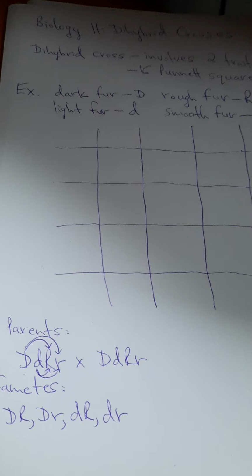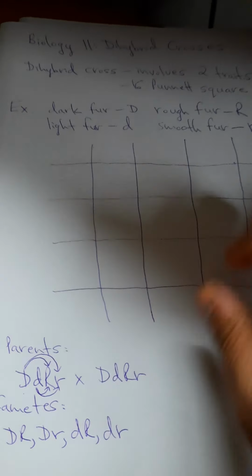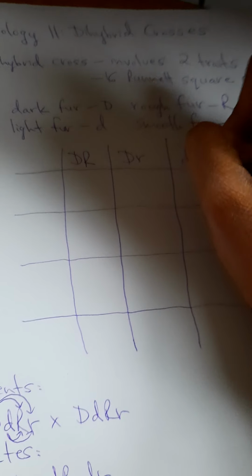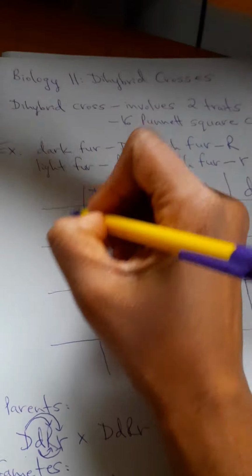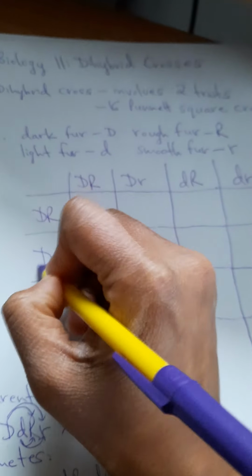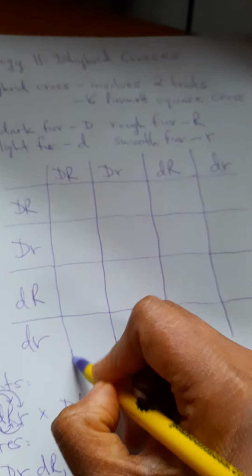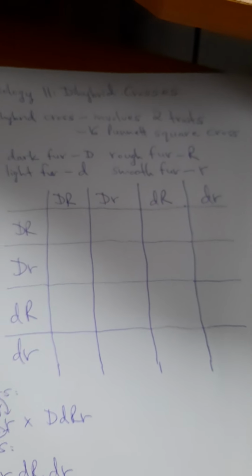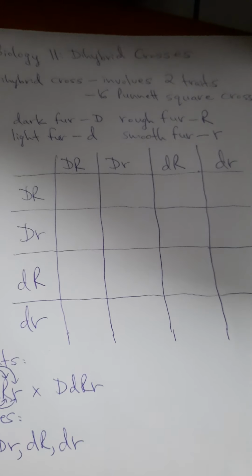I'm going to use my gametes in my 16 square Punnett square cross here. I'm going to write it at the top. We're going to use the same gametes going across like this, and I'm going to use the same gametes going down the side as well. Does everyone see that? This is how you make a 16 square Punnett square cross, and it's basically just like how we did the other crosses.